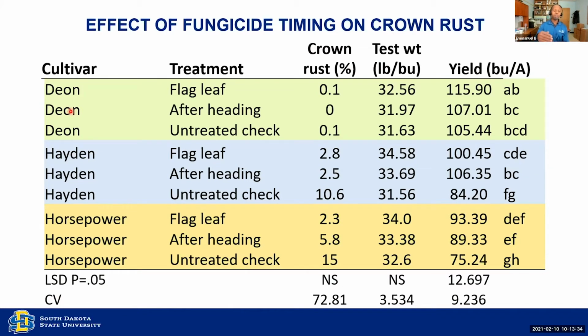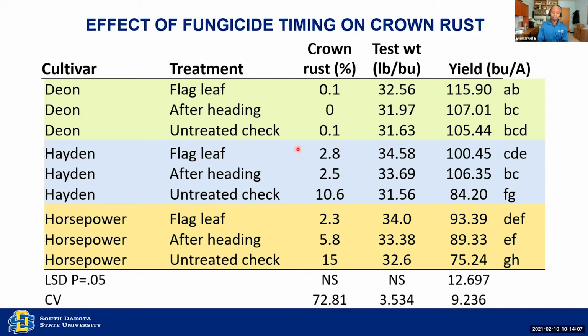But from the start of the season through heading and even a few days after heading, you don't see a lot of crown rust on Dion. Heading is a moderately resistant variety, and then Horsepower is very susceptible to crown rust. So when we had these 3 varieties, we applied a fungicide, Stratego, at flag leaf. We also looked at after heading, just 2 days after heading, and then we had an untreated check. So we looked at the disease level.